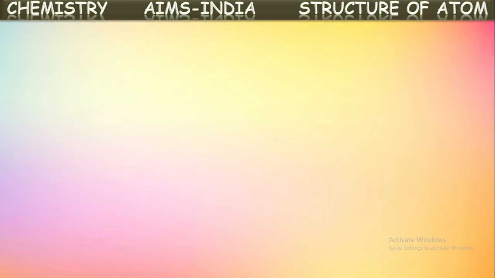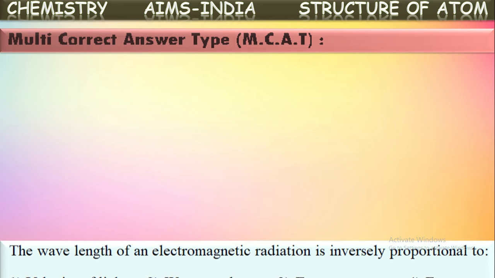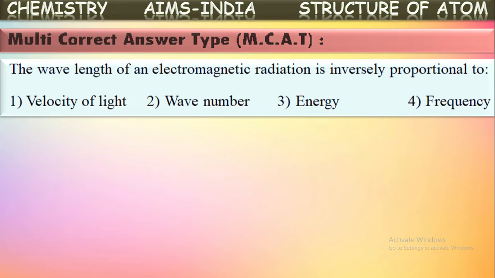So let us see first the multi correct answer type questions. For these questions there may be one or more than one correct answer. Choose wisely, read the question and answers carefully. See the first one: the wavelength of an electromagnetic radiation is inversely proportional to which of the following? See the first option, velocity of light. How is it related with velocity of light?